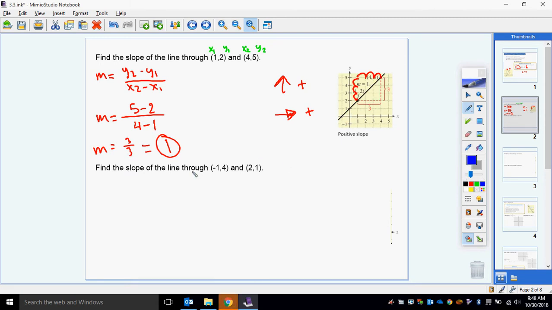Let's look at the bottom one. Find the slope of the line through -1, 4 and 2, 1. So again, I'm going to label because it helps me keep everything straight and make sure I'm plugging it in correctly. Because in subtraction, order does matter. It makes a difference. So this is an x and a y, x and a y. This is from the first ordered pair, and this is from the second ordered pair.